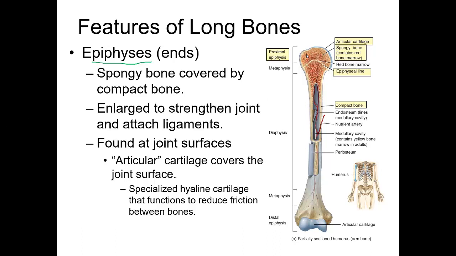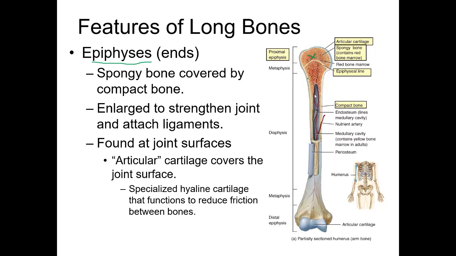Now inside the epiphysis, you do not have compact bone. You have spongy bone. So take a look at this. That is spongy bone right here. So this is compact bone, where you see the red dots. All of that is spongy bone.